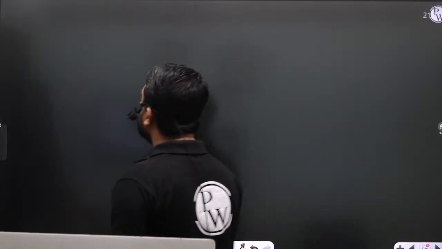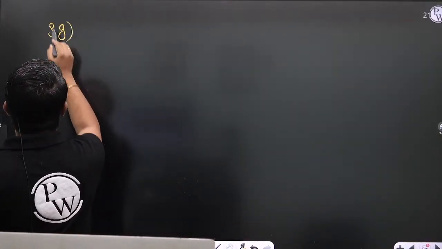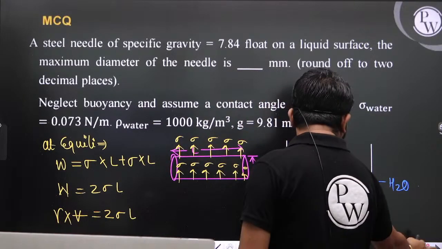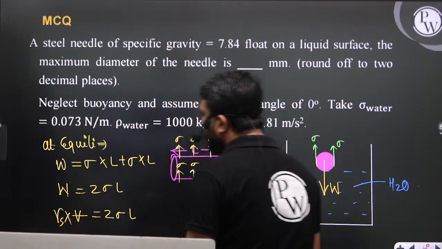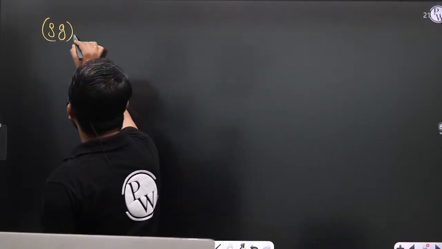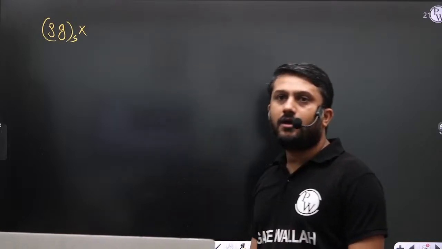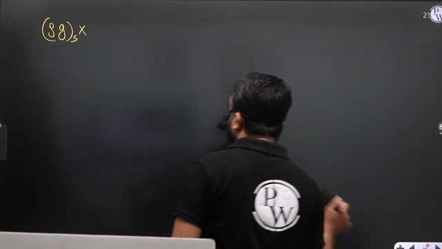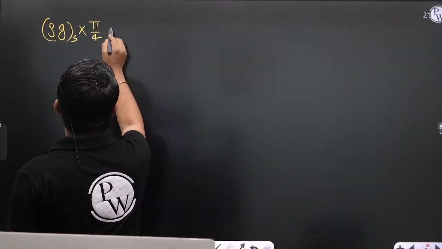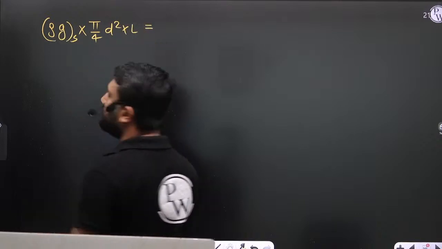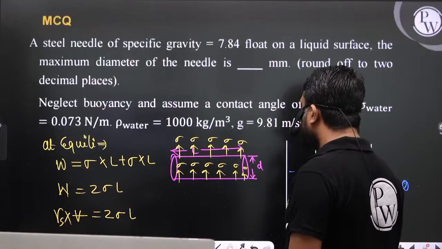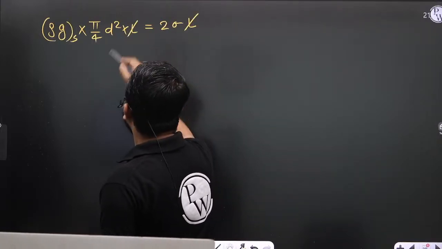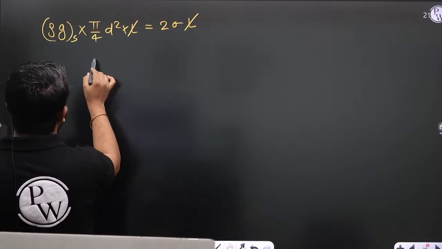Okay. So weight density is rho multiplied by g. The density of the needle, and the needle is made of steel, so we can write weight density of steel, rho g of steel, multiplied by the volume. What is the volume of this needle? Pi by 4 D square into L, and this is equal to 2 sigma L. So L and L cancel out, and you can calculate D.